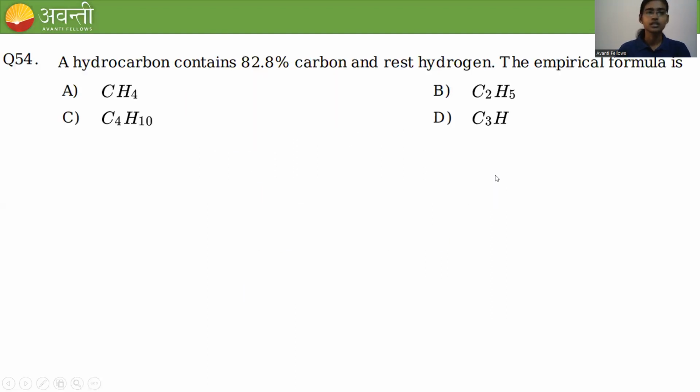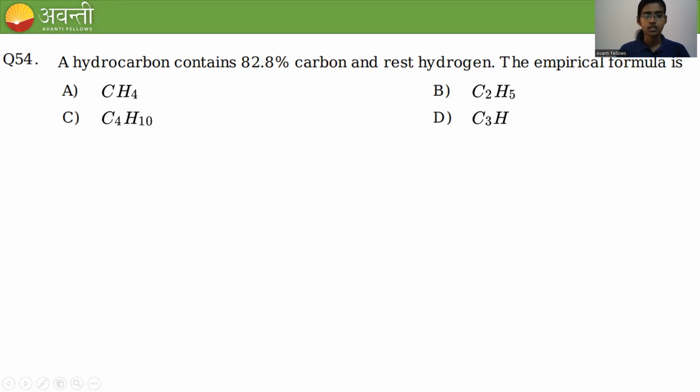The first question is, a hydrocarbon contains 82.8% of carbon and the rest hydrogen. The empirical formula is? So what we are asked to find is the empirical formula, and the percentages of carbon and hydrogen are given. So it is one of the very important questions.